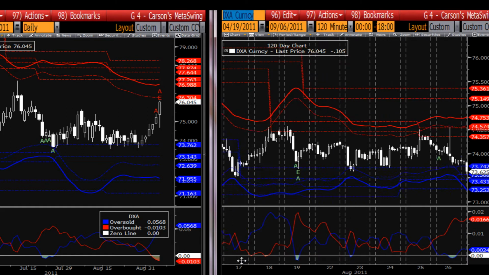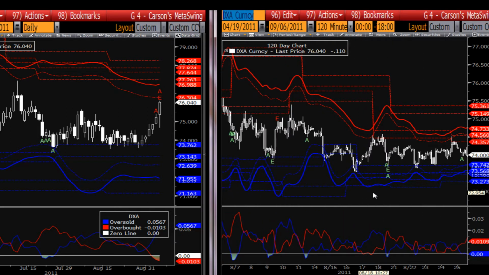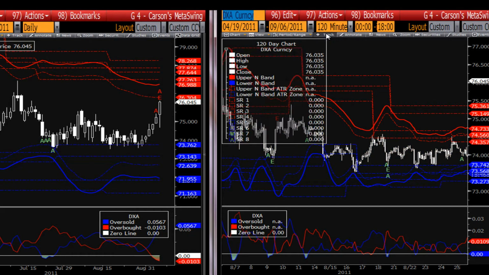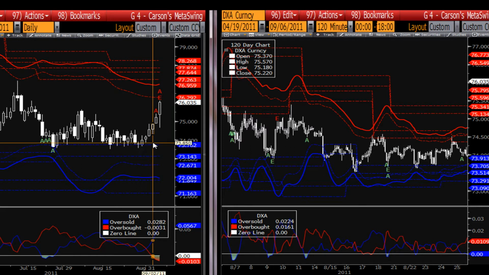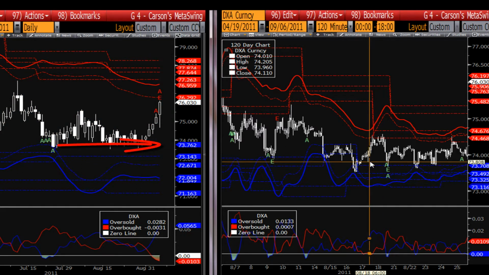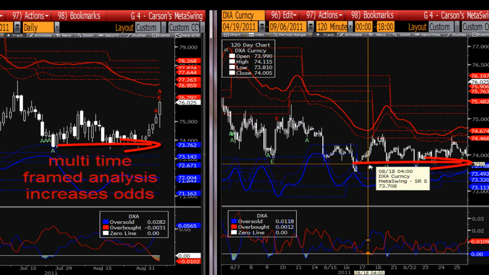Getting into the nitty gritty, so to speak, on the 120-minute chart, and I'll pull up my tracking here so you can see this level. Okay, so we're looking at 73.76. So right around this area right here, if you'll notice, there's also support resistance regions forming on the intraday level in this area. And so when this type of multi-time frame analysis applies, it is very powerful, and it lines up the odds in your favor even further.